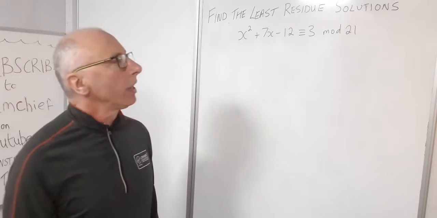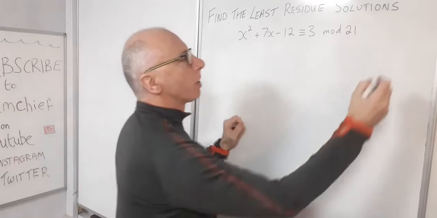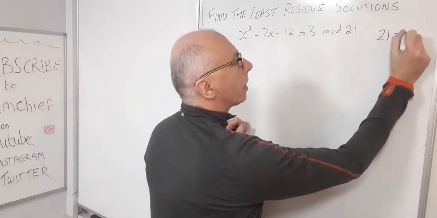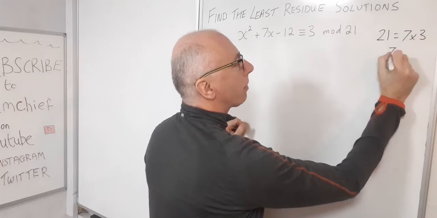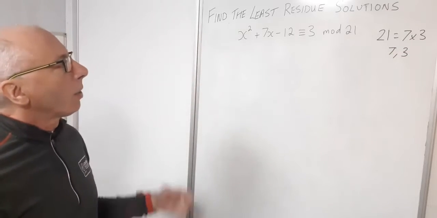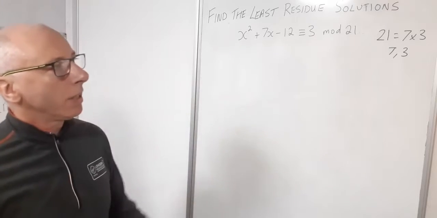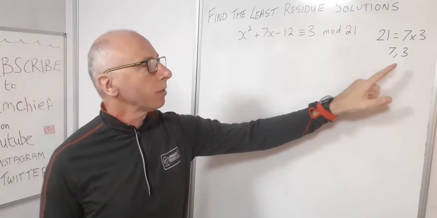Now 21 is obviously not a prime number, but it's a product of two primes. So we know 21 is 7 times 3, and 7 and 3 obviously are prime factors. So we can't just go straight away trying to solve this modulus 21. We need to take this into account.